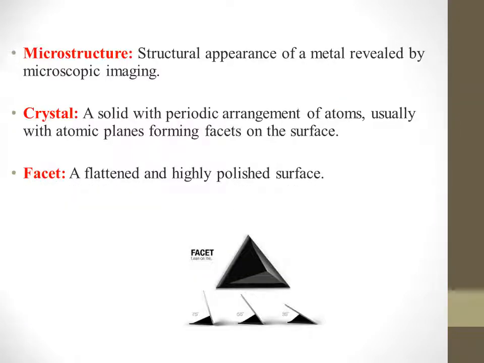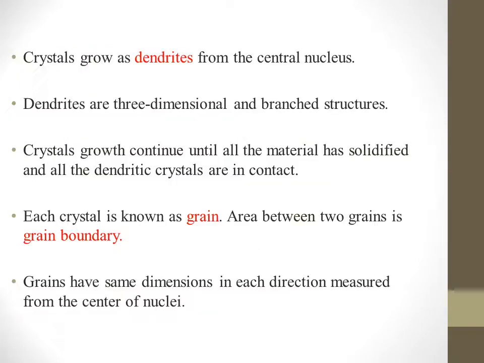Moving on, other terminologies, the microstructure. This is basically the structural appearance of a metal. If you look at it under the microscope, we refer to it as the microstructure. A crystal is a solid with periodic arrangement of atoms, usually with atomic planes forming facets. Now, what are facets? Facets are flattened and highly polished surfaces. If you look underneath the microscope, this is how a metal will appear. The crystal will have a very highly polished surface, and these surfaces are called facets.